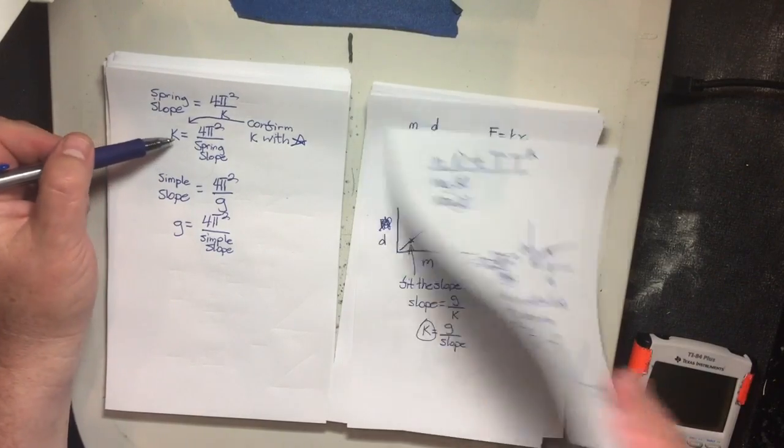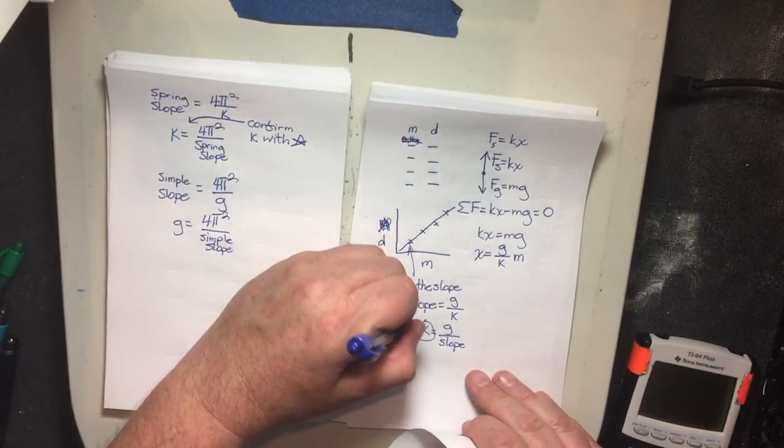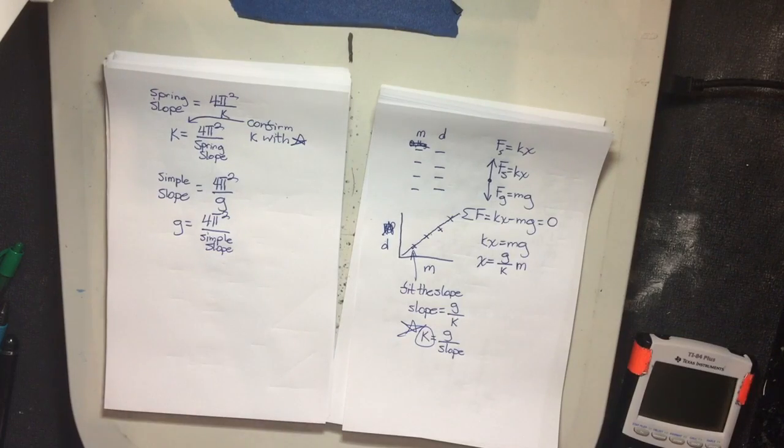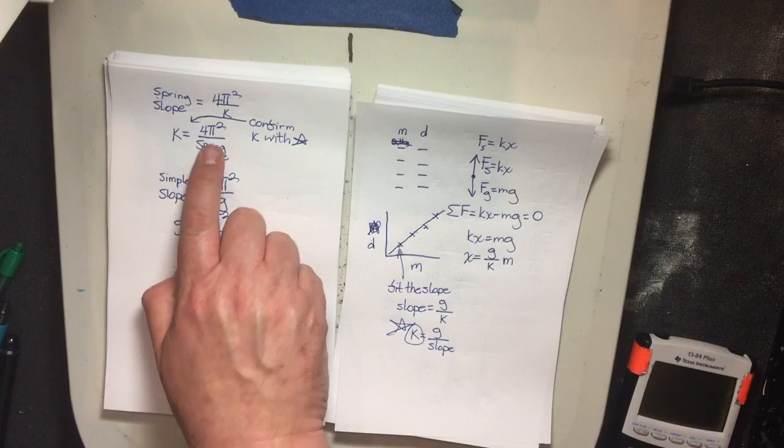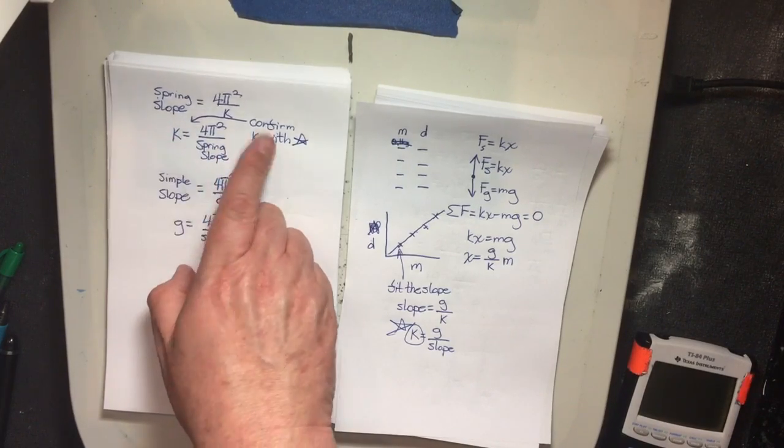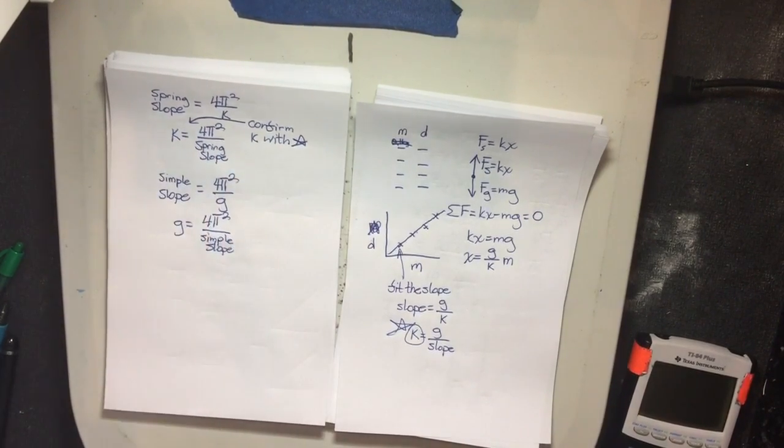For the spring constant, you're confirming it with that. You're going to stretch it. You're going to have it oscillate with various masses, but the k should agree. Why? Because it's the same spring.